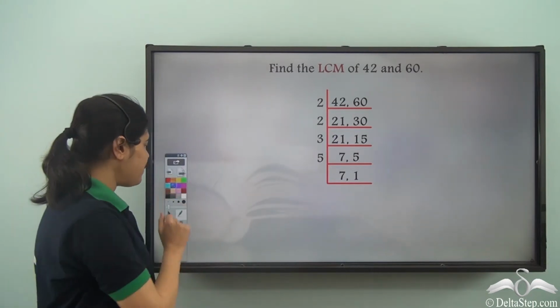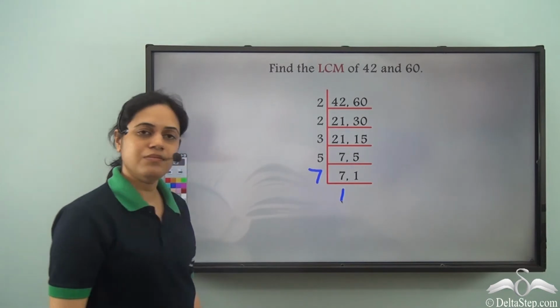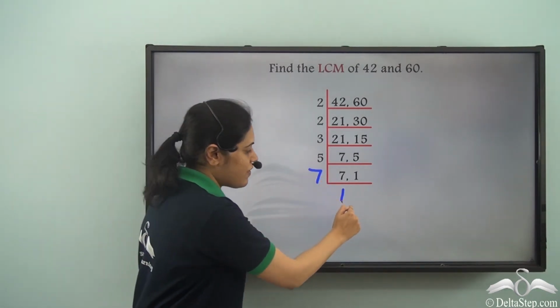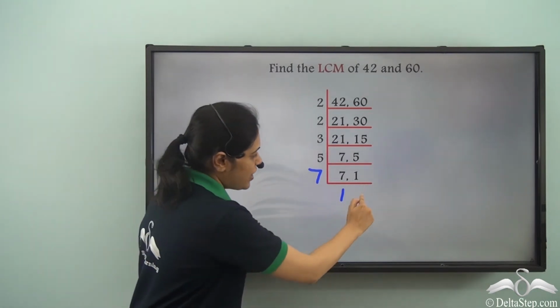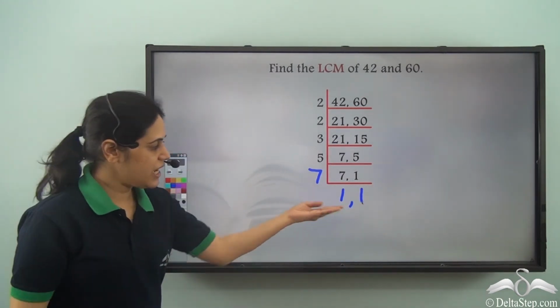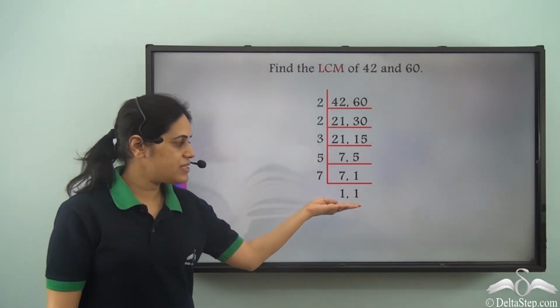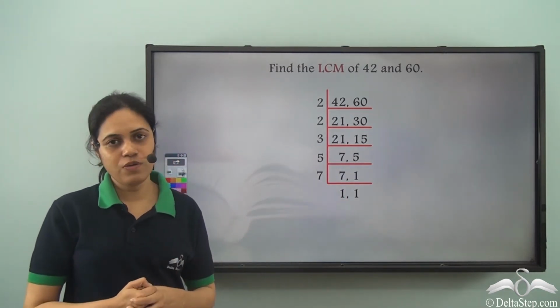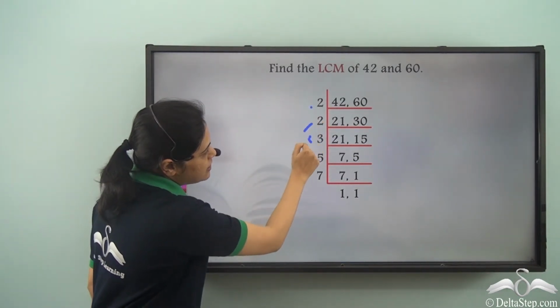The next prime number is 7. 7 is divisible by 7. So 7 goes into 7 one time. And 7 does not divide 1. So I write 1. So see, I have got 2 ones. So all the numbers give me 1 as the quotient now. And these are the different divisors.